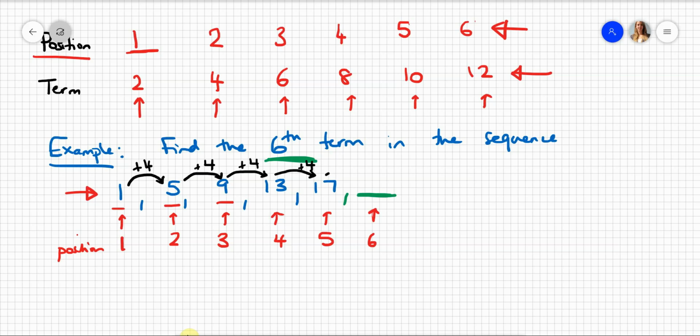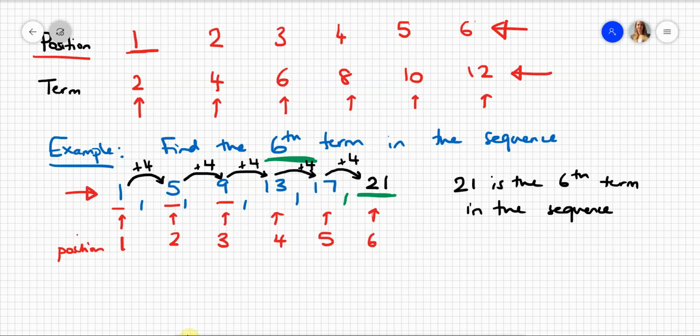And so to get the 6th term, I need to add 4 to 17. I end up with the number 21 as the 6th term. So 21 is the 6th term in the sequence. Make sure you've got that copied down as an example.